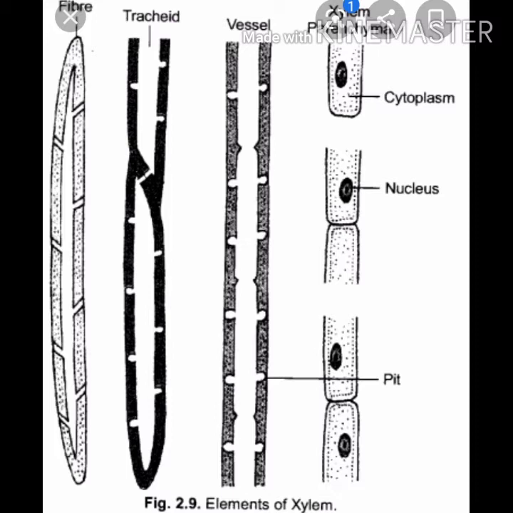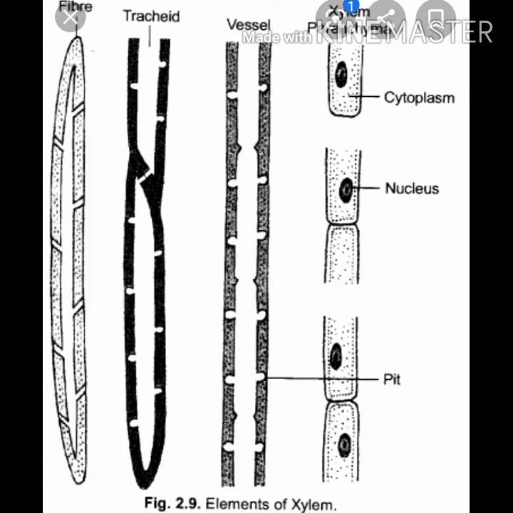Vessels are placed one above the other, like small pieces of pipes, arranged one above the other and forming a continuous channel. The xylem forms a continuous channel, starting from the root and ending at the leaves. So tracheids and vessels are arranged so close that they form a continuous channel for the transport of water. These two are the main transporting elements in a plant, and these two are dead.